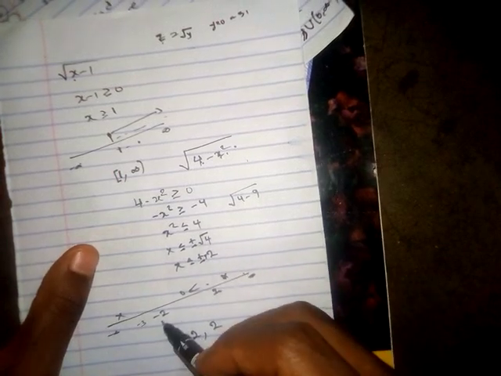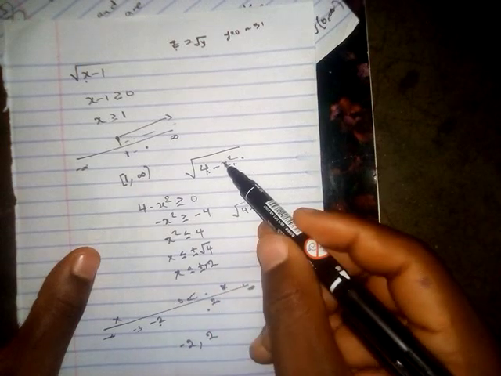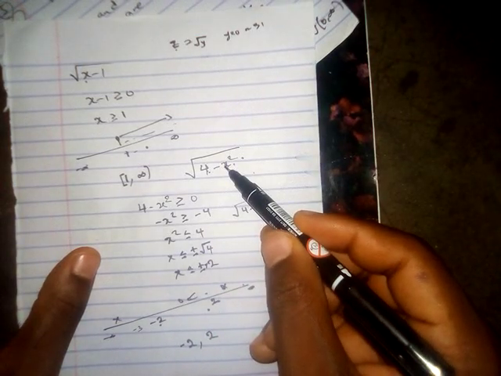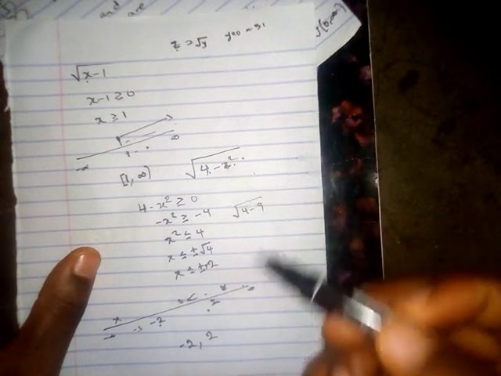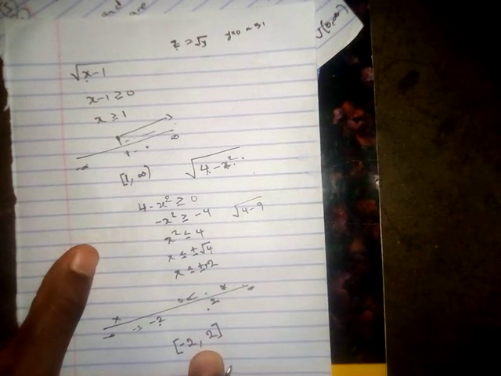Now let's check if 2 and minus 2 are included. If I put minus 2 here, I'll have 4 minus 4, which is 0, which is included. Same thing goes with 2. So this is the domain for this function.